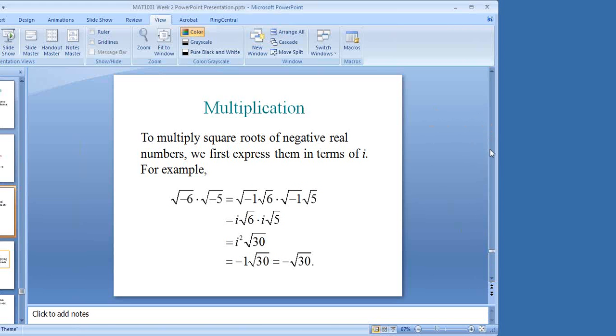Don't stop there. I don't blame you if you got to this step and you're happy. I want you to be happy. That's good. You've done a lot. But just remember, i squared is equal to -1, so we can simplify this expression right here.